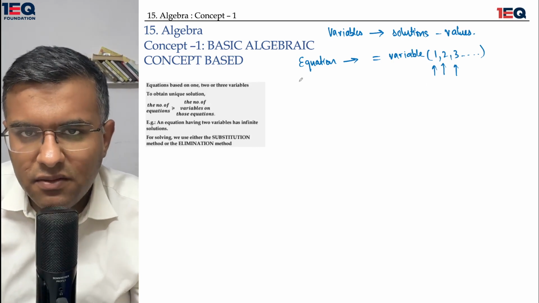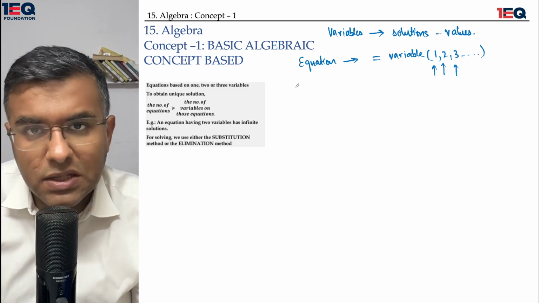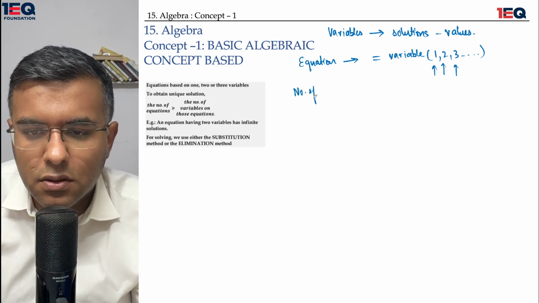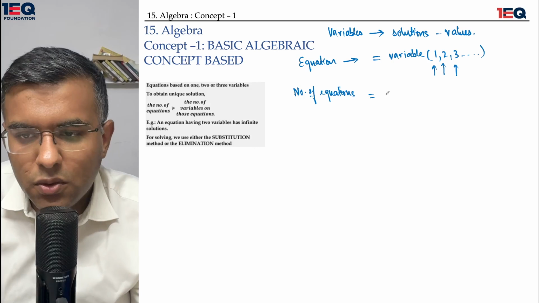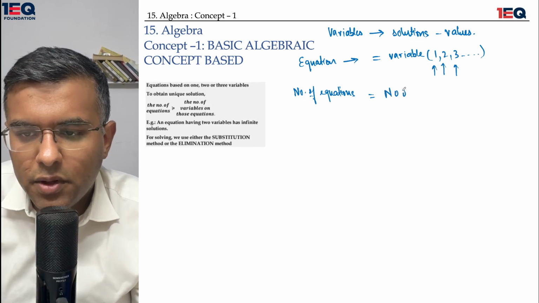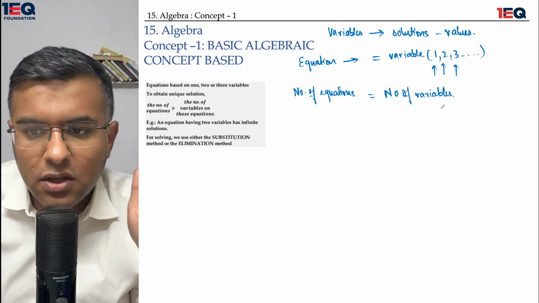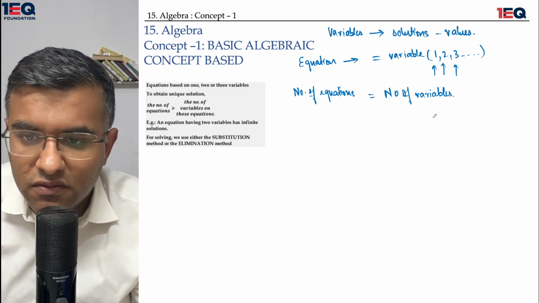So there is a very standard point which I want all of you to know. The standard point is that the number of equations has to be equal to the number of variables. When this situation comes up, only then can you find out the solution of the variables or the value of the variables.